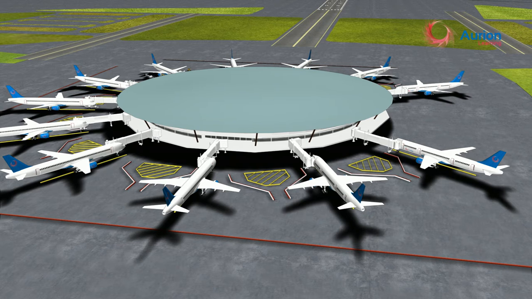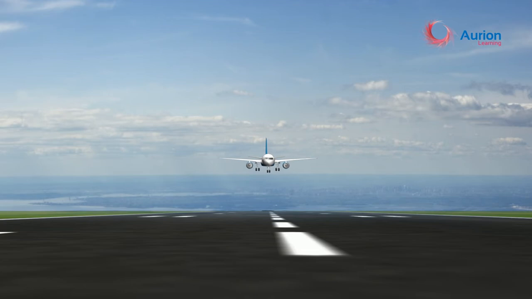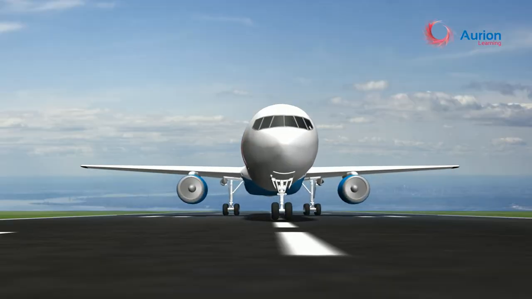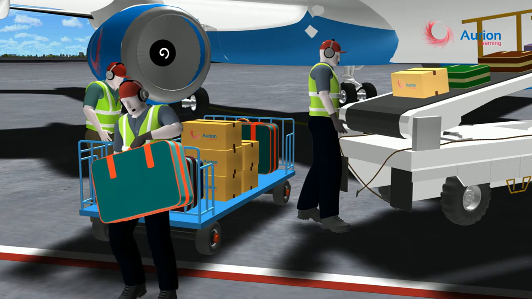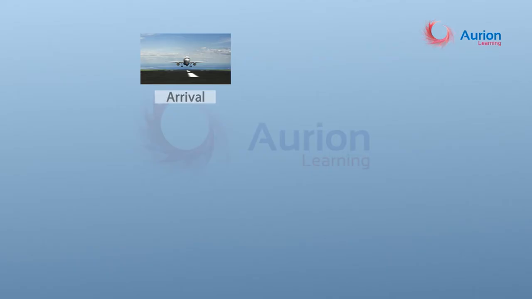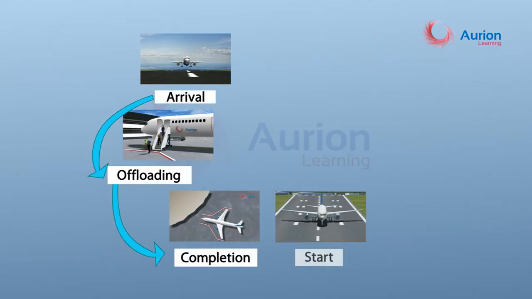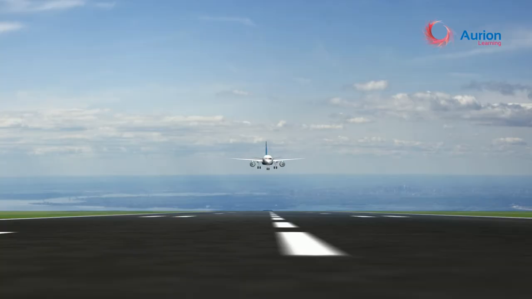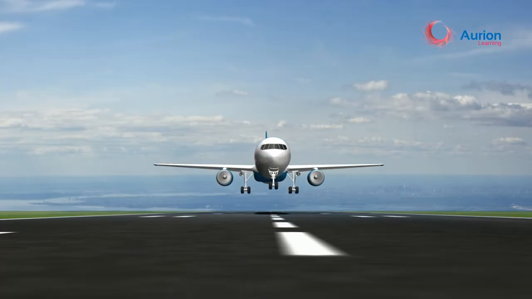At any airport, several arrivals and departures take place in a day. Arrival and departure of an aircraft involves a chain of procedures and activities: arrival, offloading of passengers and baggage, loading of passengers and baggage, departure. Let's have a look at an aircraft handling chain. Let's take a look at the aircraft handling chain in more detail.